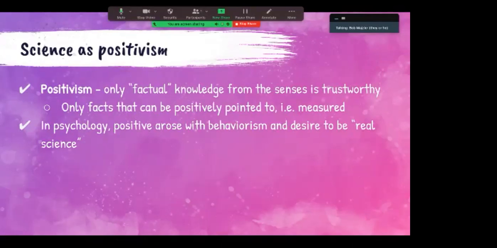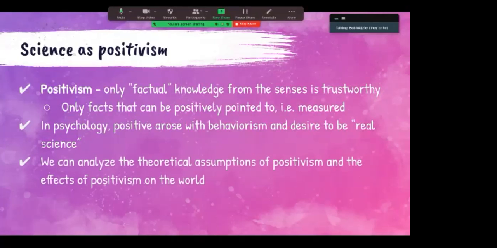So for a good solid 30 or 40 years, the psychodynamic schools were a big part of psychology, but then got whittled out and pushed to the side because they were not considered real science. We can analyze the theoretical assumptions of positivism and the effects of positivism on the world, and show that positivism is a choice. It's a type of system of study of the world, but it's not the only type of science that can exist.